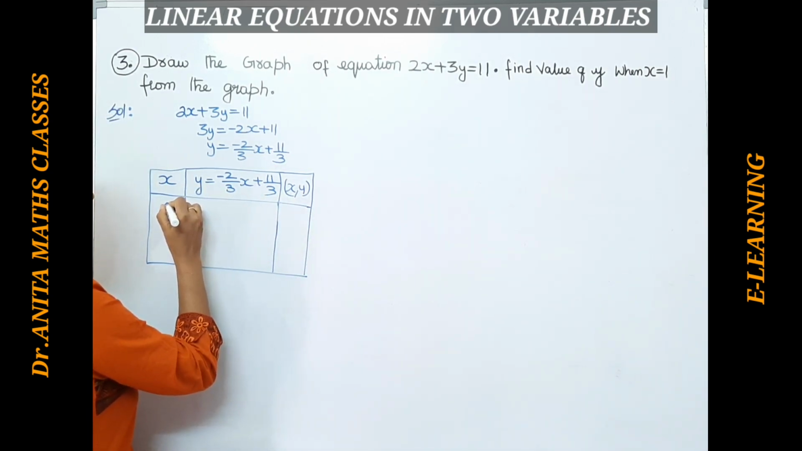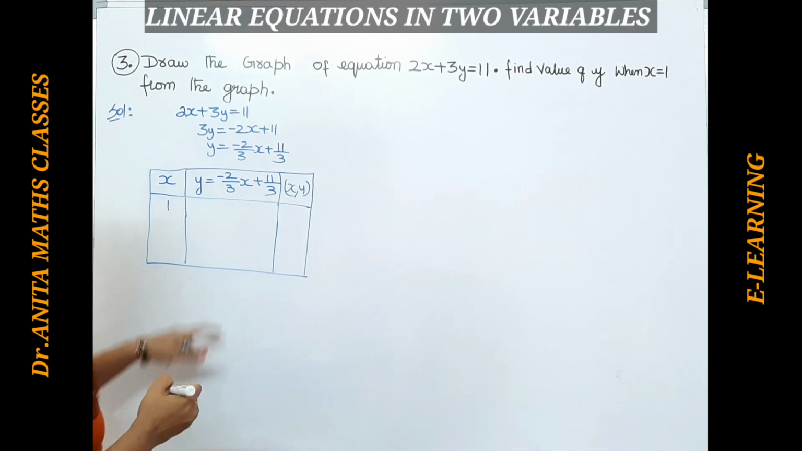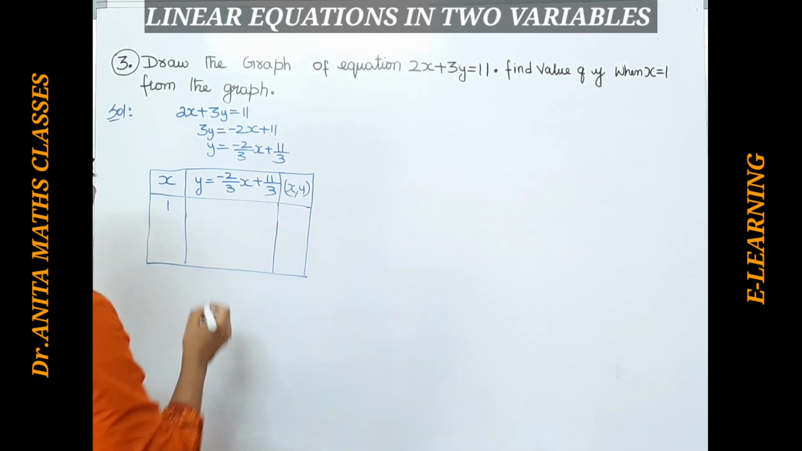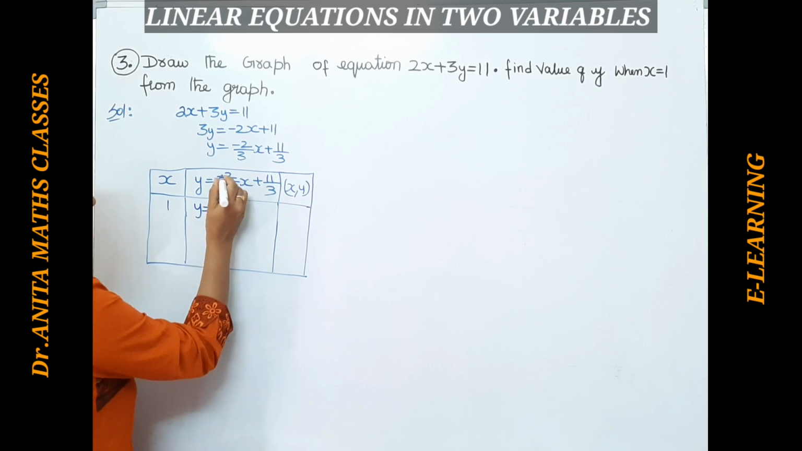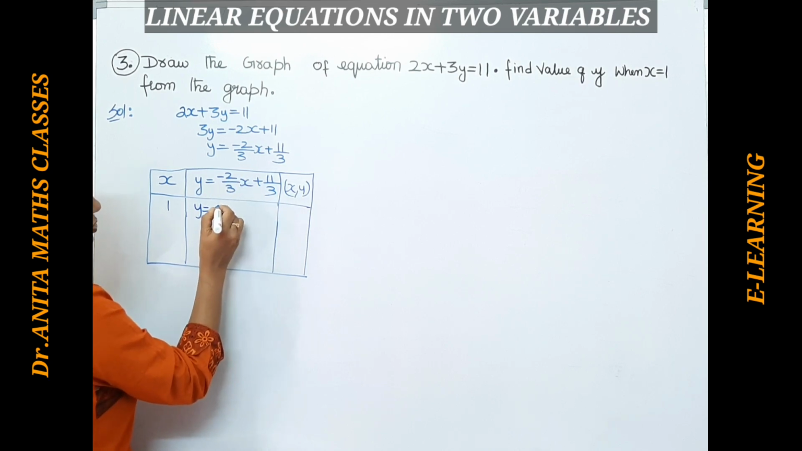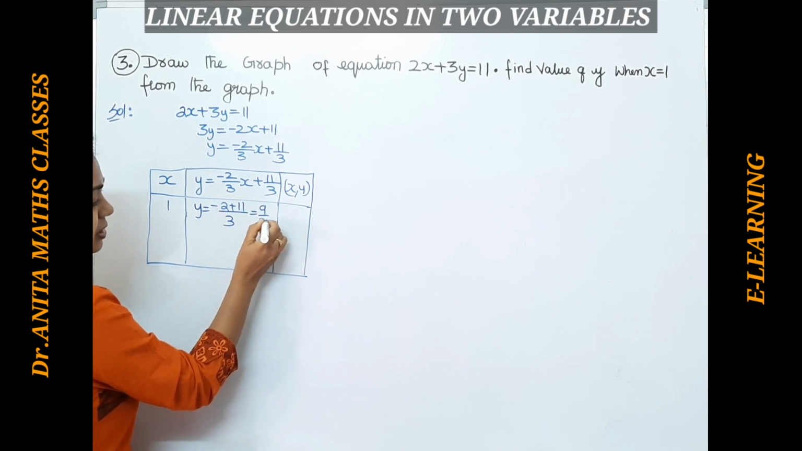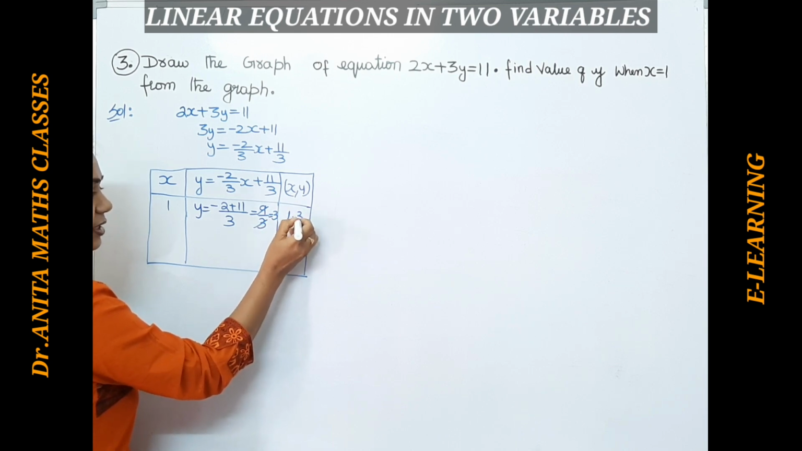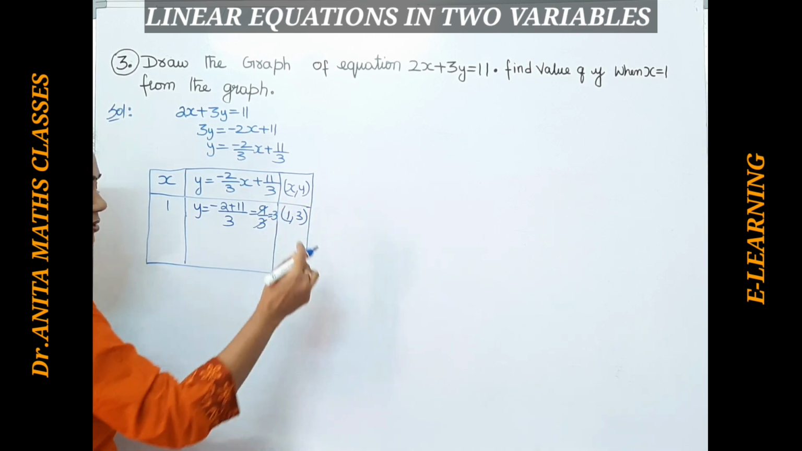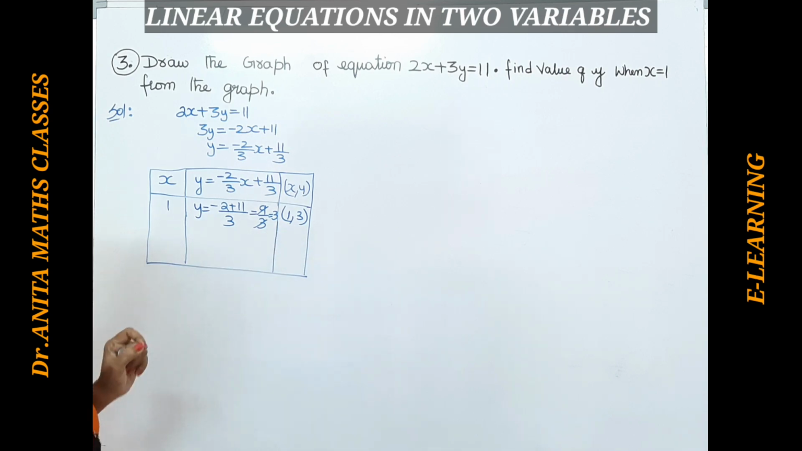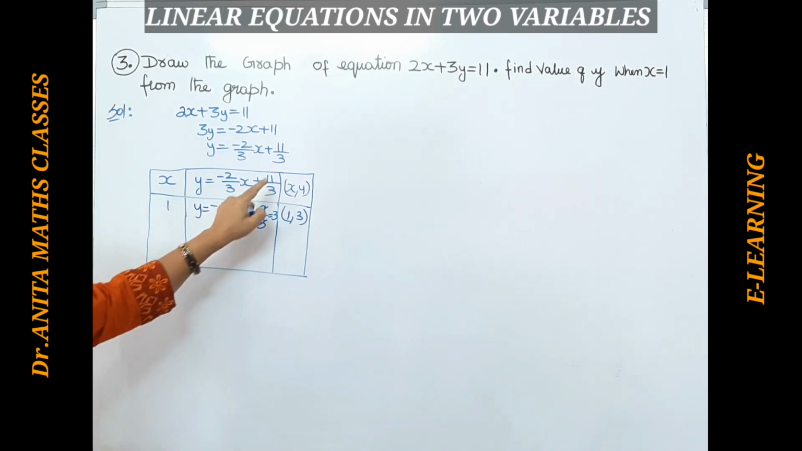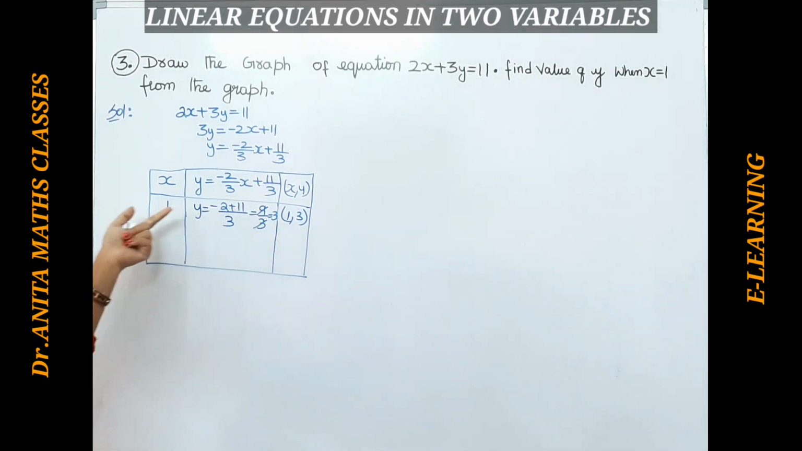So let me take x value 1. If I take x value 1, let me substitute. So minus 2 by 3 into 1 is minus 2 by 3. If I take the LCM, minus 2 plus 11, that becomes 9 by 3. So that is 3. Okay. So if x is 1, I got an integral value, just a whole number, that is 3. But if x is equal to 0, I got 11 by 3, so I have eliminated that.